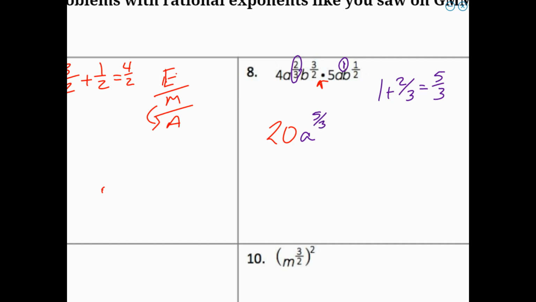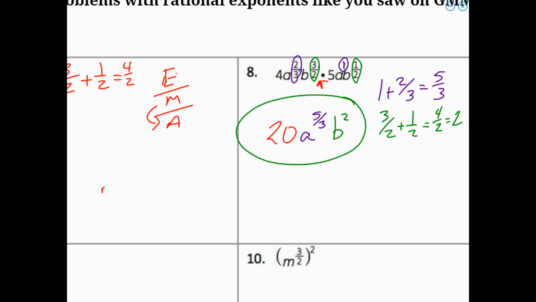Okay, so A is to the 5/3 power. And then my B has 3/2 and 1/2. What am I going to do with those? Add them. So 3/2 plus 1/2 is 4/2, which is 2. So B is to the power of 2. So that's it for that one.